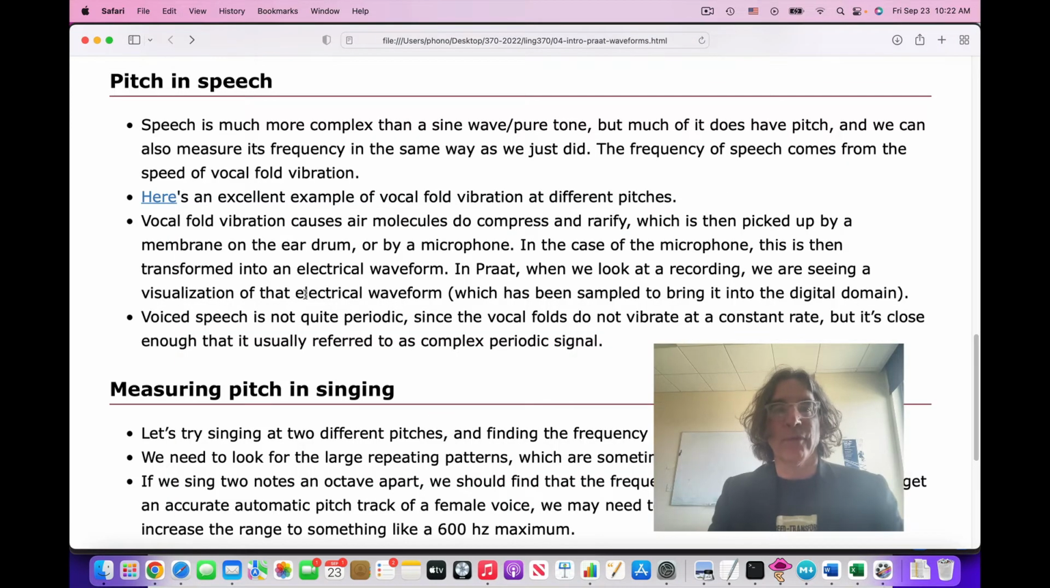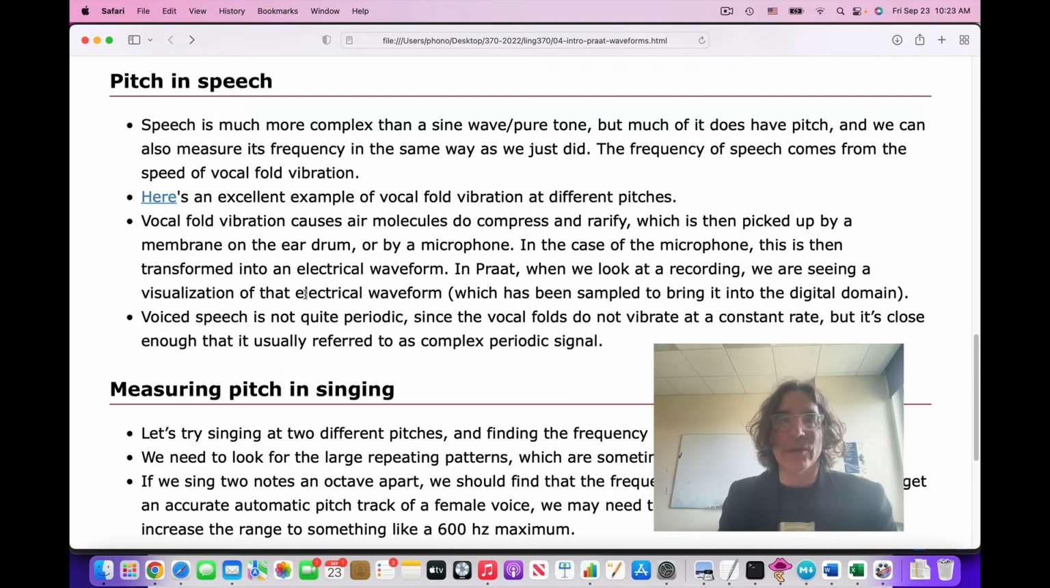So vocal fold vibration causes air molecules to compress and rarefy, and then that's picked up by the membrane of your eardrum or by a microphone. And in the case of the microphone, this is then transformed into an electrical waveform, which is what we're seeing in Praat. We're seeing a visualization of that electrical waveform, which has been sampled, changed again, to bring it into the digital domain.